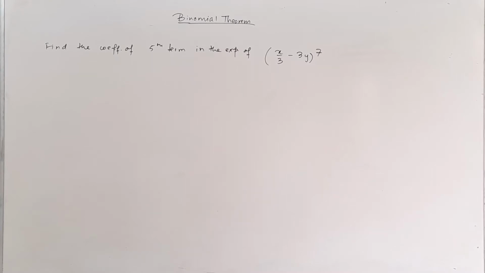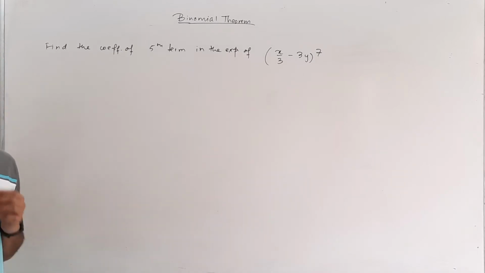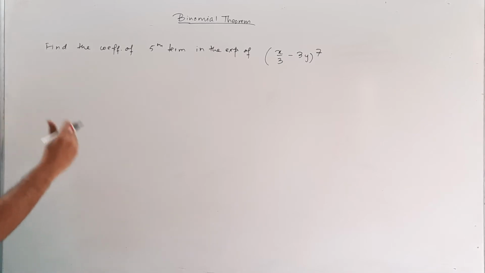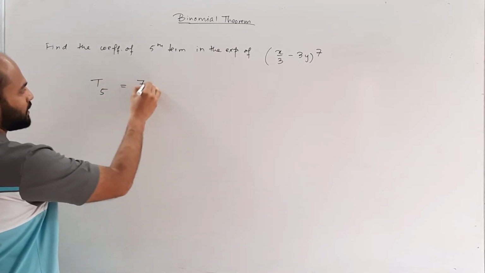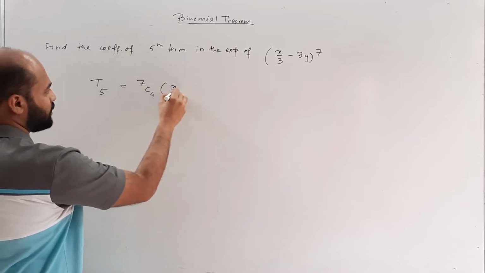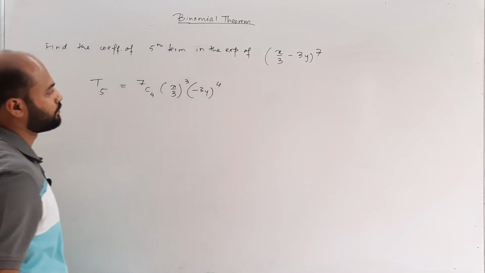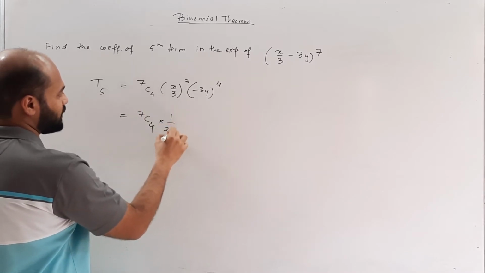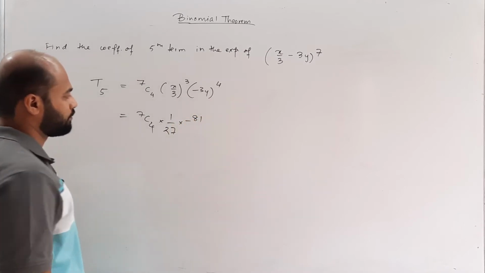Let's take up another question which says that you have to find a coefficient. So this time the term is not asked, but what we are interested in is the coefficient of the fifth term in the expansion of x by 3 minus 3y raised to 7. So first let us write the general term, and if it is the fifth term that we are talking about, then we are concerned about T5. So this is going to be 7c4 x by 3 raised to 3, minus 3y raised to 4. So here you can see that it's going to be 7c4, and what's going to come out is 1 by 27, of course, from here. From here we are going to get minus 81.